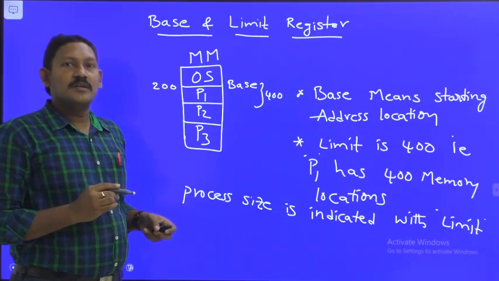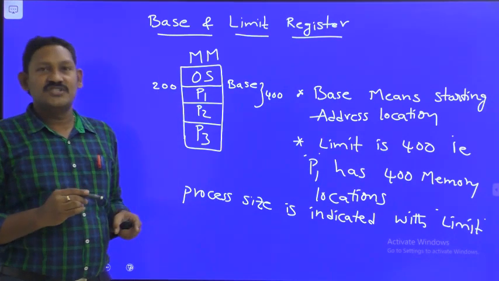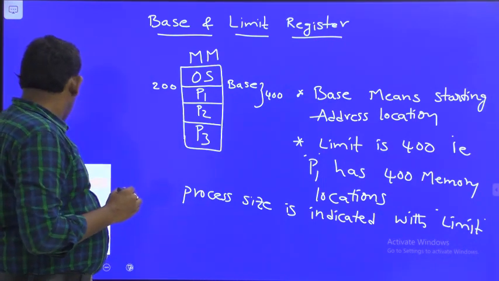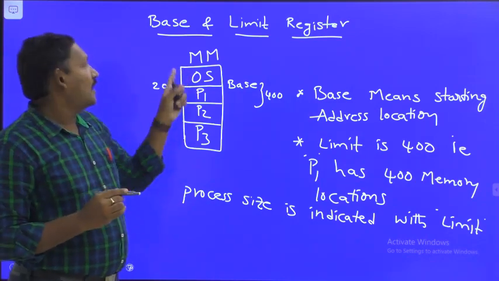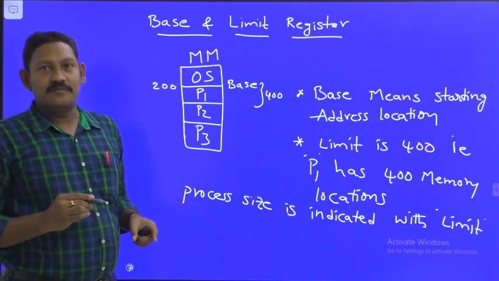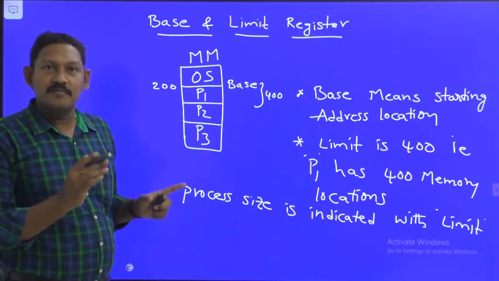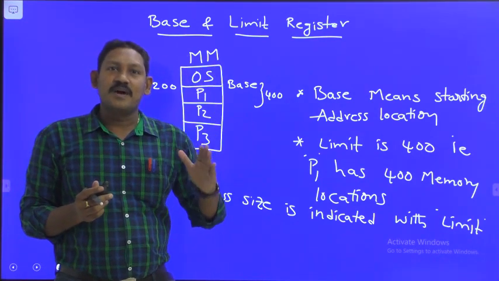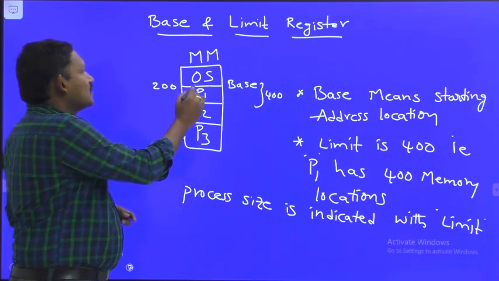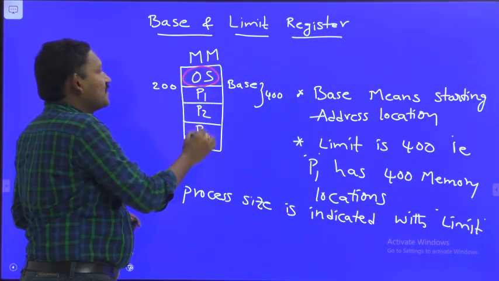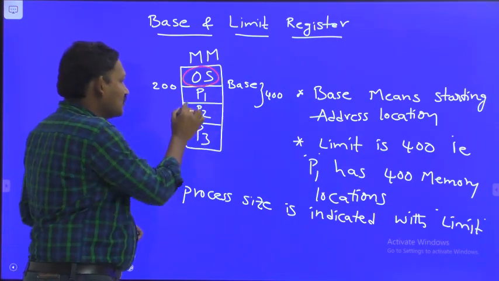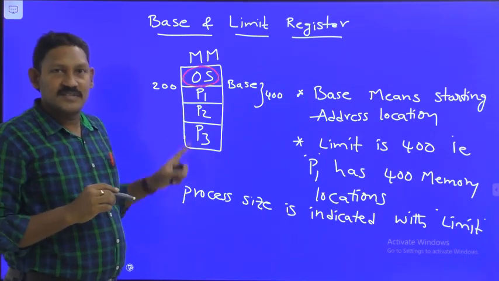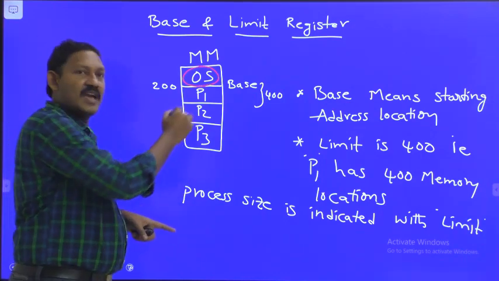Next, we have the basic concept of base and limit register. We already know what main memory consists of. The main memory consists of two parts: the first part is for the operating system, and the second part is for user space. Here, let us suppose we have loaded three different processes, P1, P2, P3.